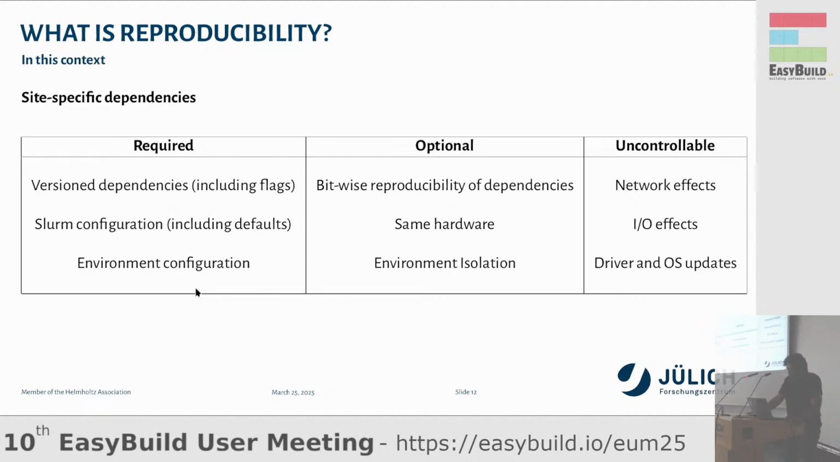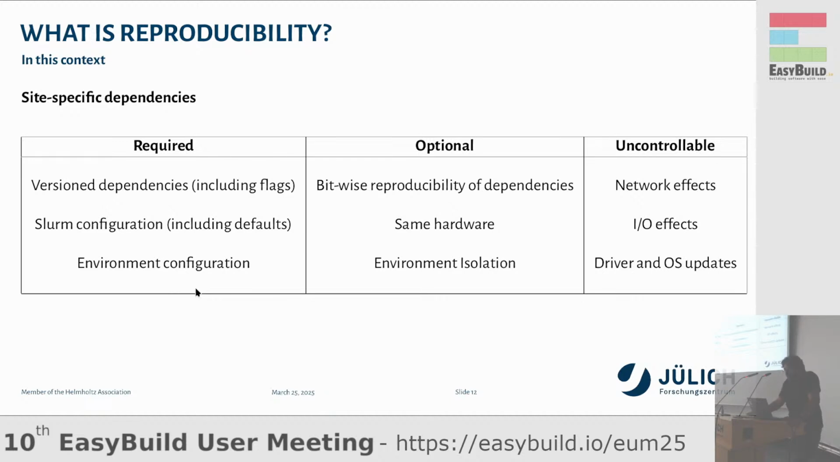Also the build system itself, but I'll come to that in a moment. Slurm configuration, including the defaults, and the environment configuration. So this reproducibility is kind of required. We need to have good control on this. If we can have bitwise reproducibility, then it's very good, but I think that's the ideal. But even if we don't achieve it, we can work without it, I would say.